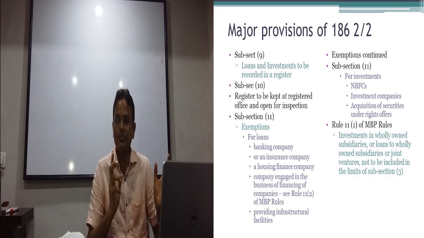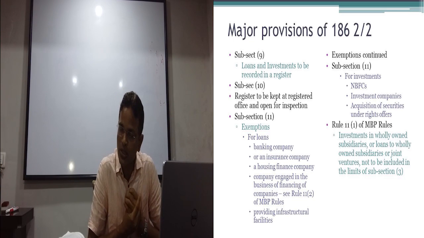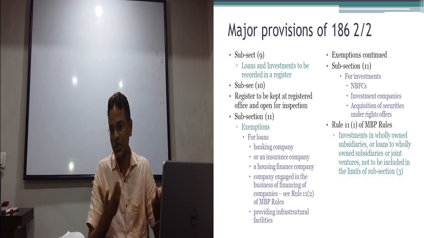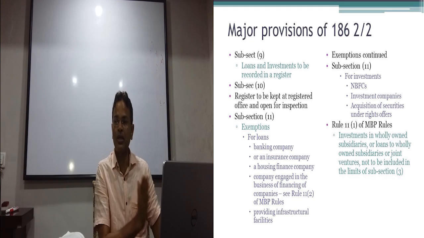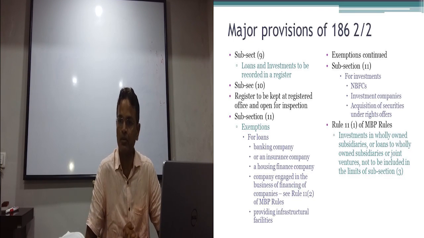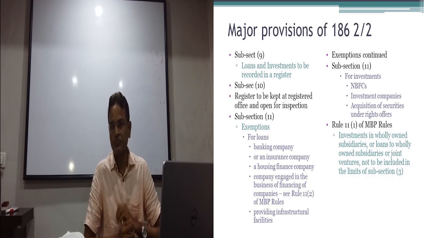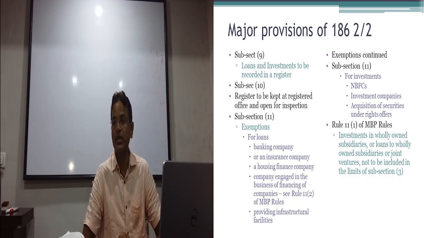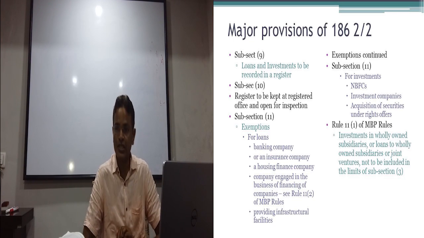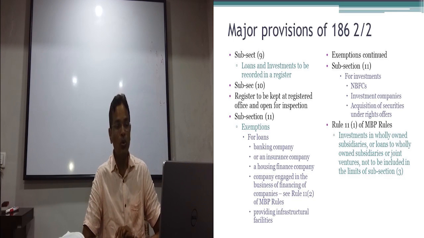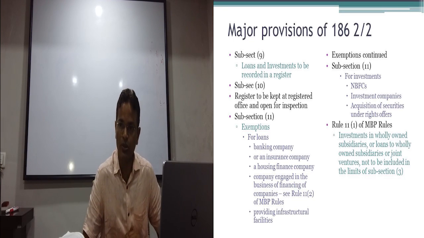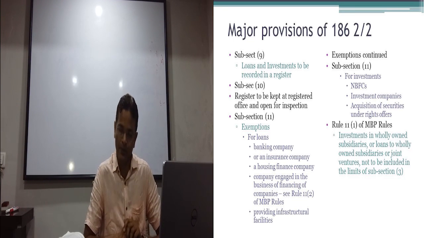While the wording of subsection 11 is a little confusing in this regard, the provisions of the Companies Amendment Bill 2016 seem to be clarifying that, and seem to say that the lending exemptions are applicable to lending companies, and investment exemptions are applicable to investment companies. Reading through Rule 11(1) of the Meetings of the Board and its Powers Rules, we get that investments in wholly owned subsidiaries or loans to wholly owned subsidiaries or joint ventures are not to be included while counting the limits of section 186(3).